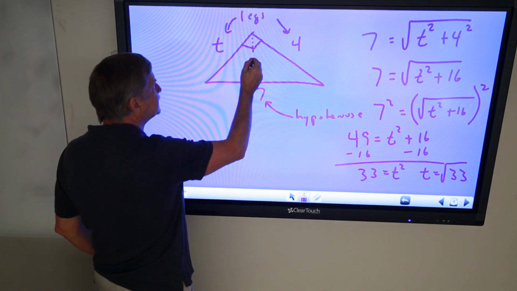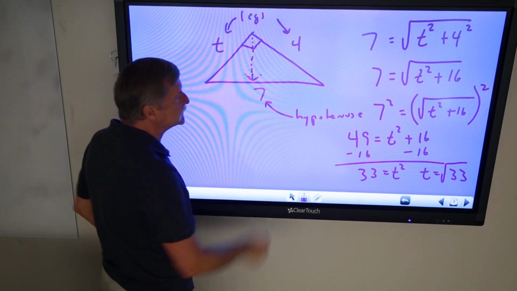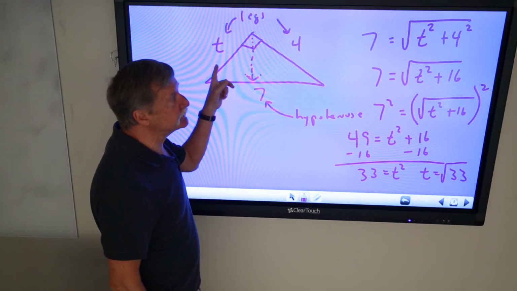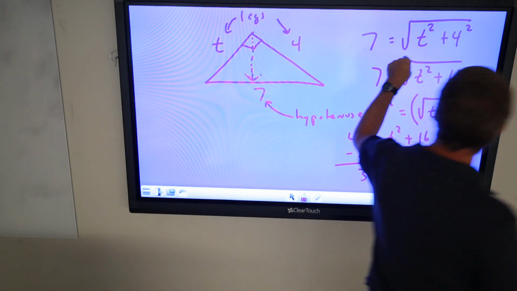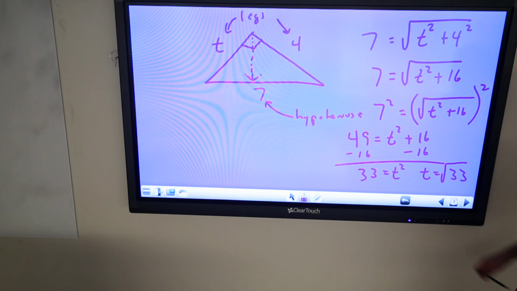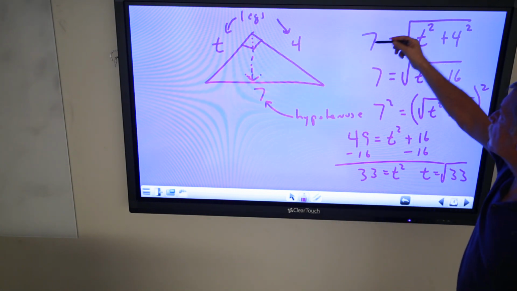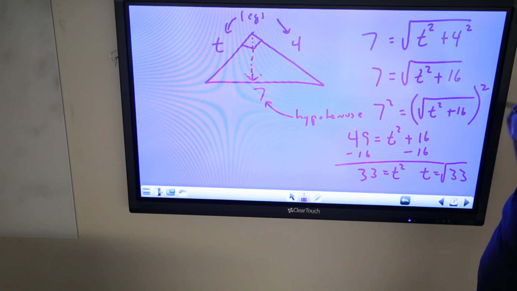And again, we see that opposite the right angle, we have the hypotenuse. So in this case, the hypotenuse is 7. We know that, and one of the legs is missing. But we use the same formula: c equals the square root of a squared plus b squared. In this case, though, a squared we don't know. So we substitute in, 7 equals the square root of 4 and so forth.